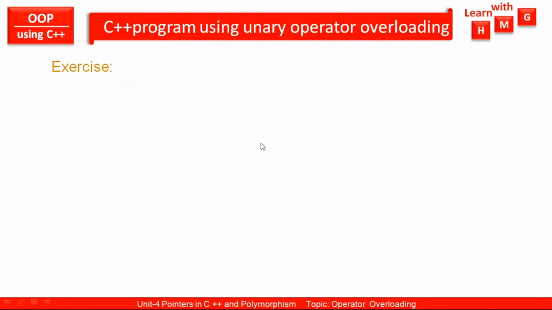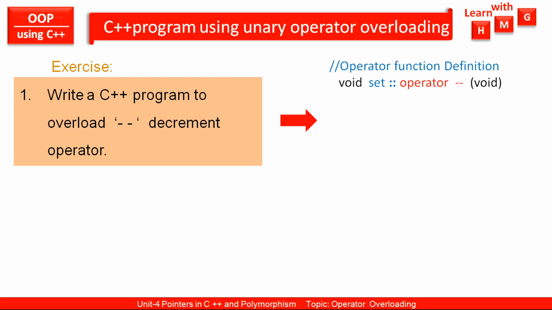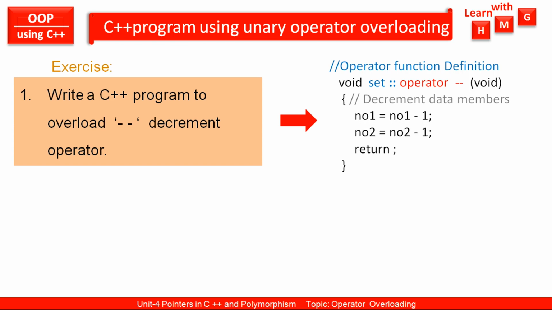Now based on this program you can write your own program as an exercise, as I have explained how to overload the increment operator. On the same line you can write a C++ program to overload the decrement operator, and the only change will be like this. The operator function in that program will be operator minus minus, and in the body of the function you will decrement the data members like this: no1 is equal to no1 minus 1 and no2 is equal to no2 minus 1. So like this you can easily write a simple C++ program to overload the decrement operator.